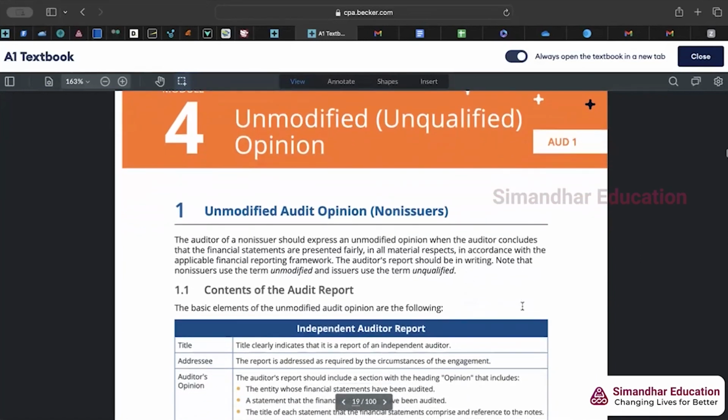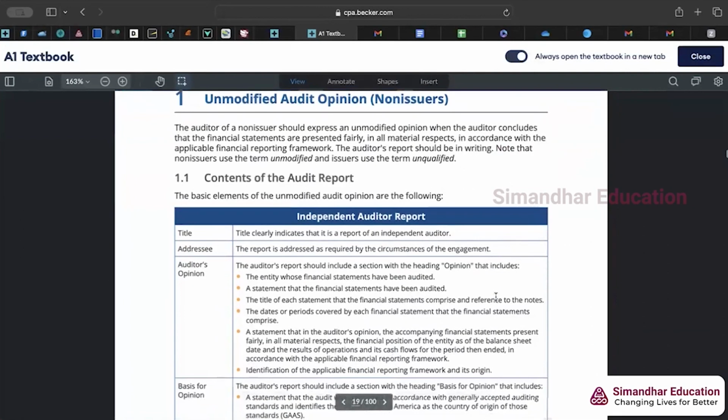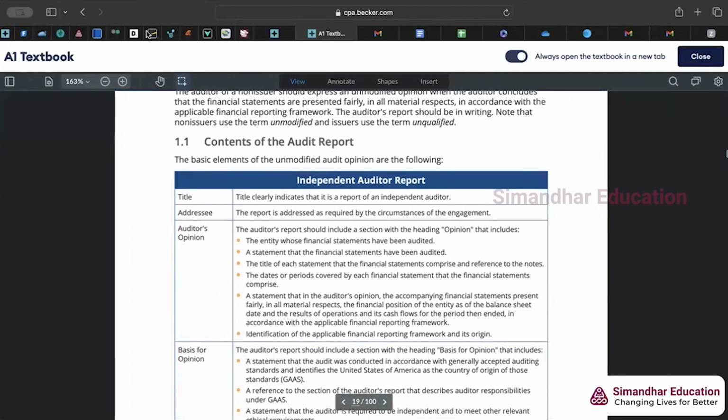If the auditor concludes that there is no material misstatement in the financial statements, the auditor will give an unmodified opinion in case of non-issuers and an unqualified opinion in case of issuers. Now, let's look at non-issuers first. What we'll do is we'll run comparisons between issuers and non-issuers so that you guys first understand the differences.